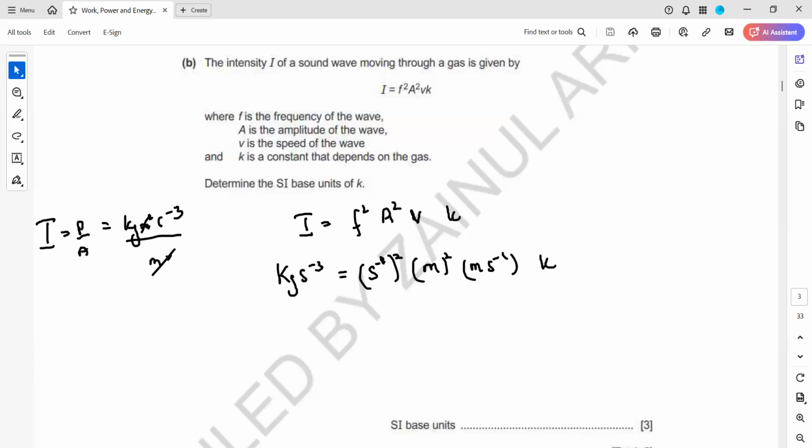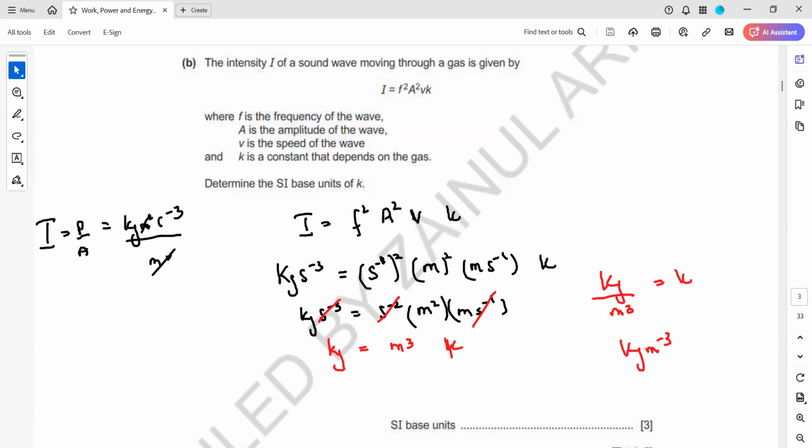And then K. So this will become kilogram s^-3, s^-2, m^2, m to m^2, and into m s^-1. Now, see, s^-3 is there, and this is also -1 and -2, so s^-3. So these will cancel out with each other. So what we are left with is kilogram here, and we're left with meter cube, and then K. Meter cube is on the other side, so it will be divided: kilogram divided by meter cube, so that is K. Or we can say kilogram meter raised to power minus 3.